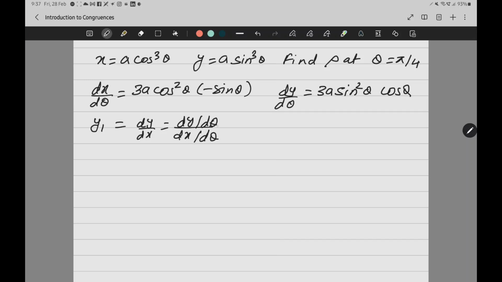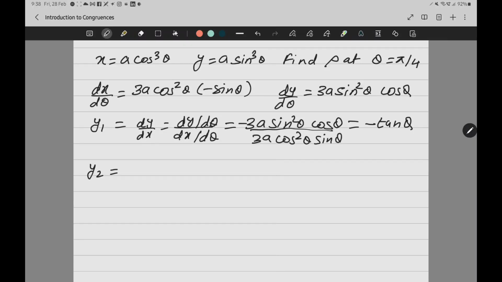I am doing it by the second method. You can do it by the first method as well. So it will be 3a sin square theta cos theta upon 3a cos square theta sin theta and one negative sign. So I am left with, see, minus tan theta. Correct me if I am wrong. Sin square and sin cancel, and sin by cos is tan theta. So I got y1.